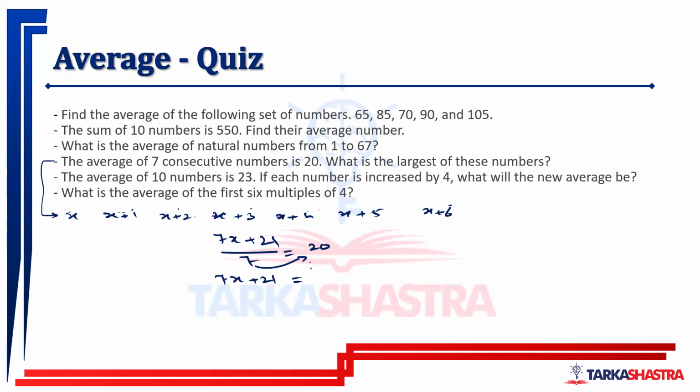7 into 20, that is 140. That gives me 7x. 21 goes here, we are left with 119. That gives me x is equal to 119 divided by 7, that is 17. So the numbers are 17, 18, 19, 20, 21, 22, 23. Now, what is the largest of these numbers? 23. The largest of these numbers is 23.